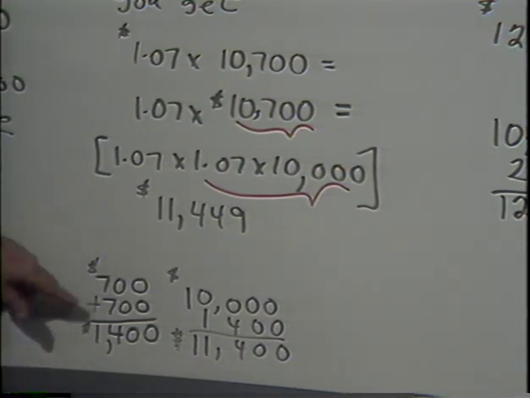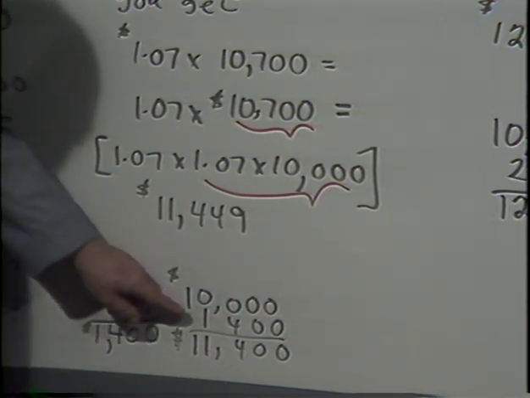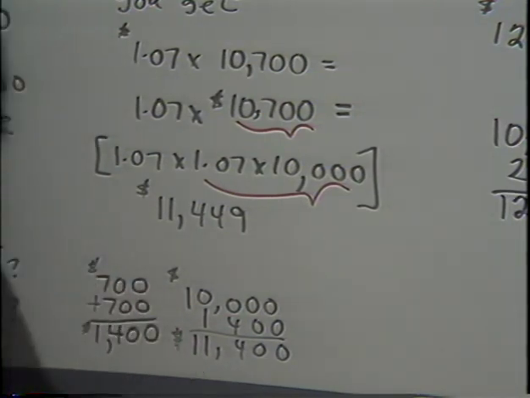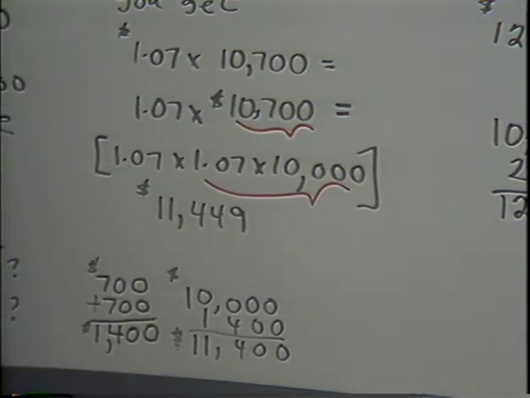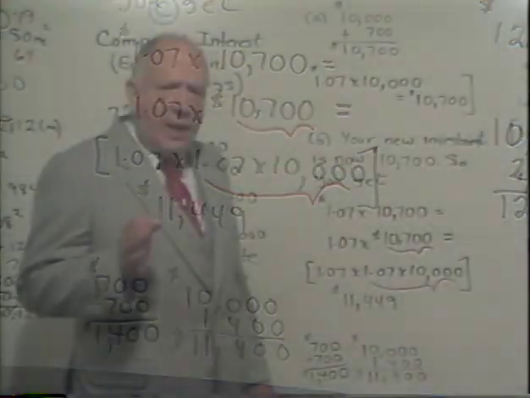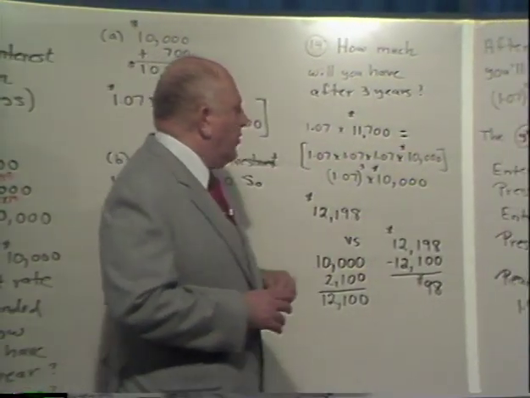But getting back to the main thrust over here, at the end of 2 years, you have $11,449 in the bank, which compares with, if you had been getting simple interest, you'd have made $700 twice, which is $1,400, so you would have had $11,400, which isn't bad, but you've still got $49 more this way, and this will continue to open up for you. See, the next problem simply says, how much will you have after 3 years?